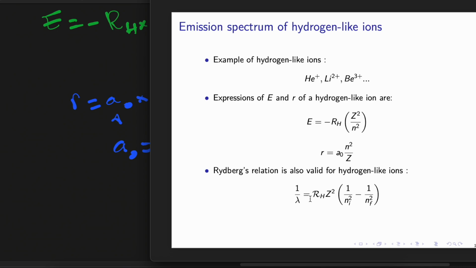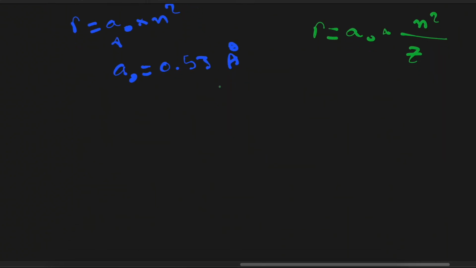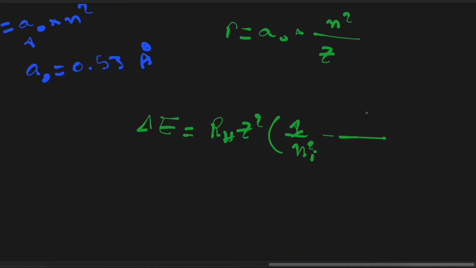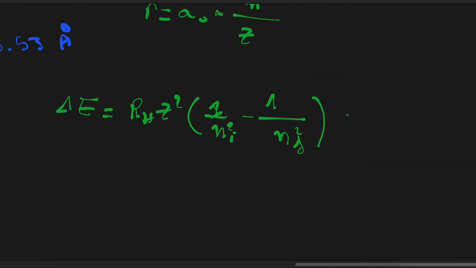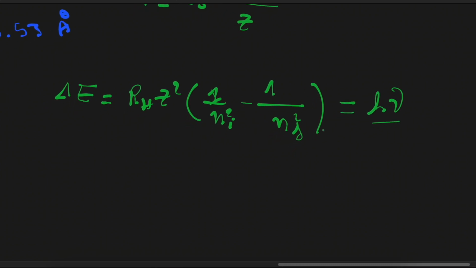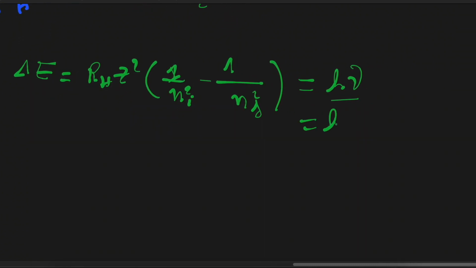And the same thing for the energy that is emitted during a transition. So we can write here that the energy for the transition of the electron is equal to RH times Z square times 1 over n initial square minus 1 over n final square, which is also equal to h nu, the energy of one photon. We can write it like this, which is equal also to h times c over the wavelength of this photon.